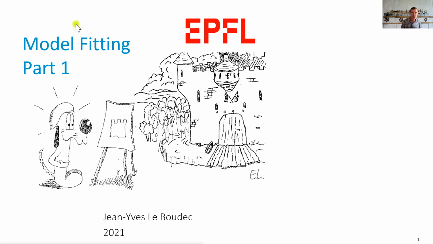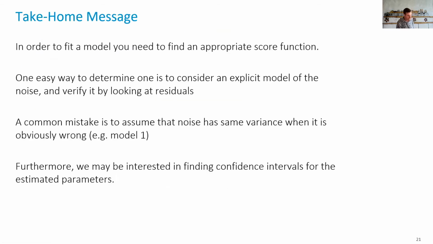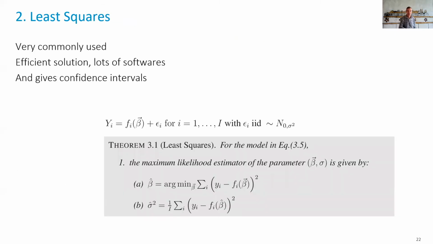Welcome to this second course on model fitting. Last week, we saw that in order to fit a model, if we want to be using the statistical method, we need to have an explicit model of the noise. This will help us find the appropriate score function. What we will see today is how we can use the standard methods, which are about linear models.